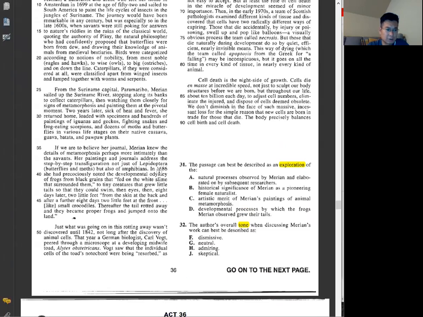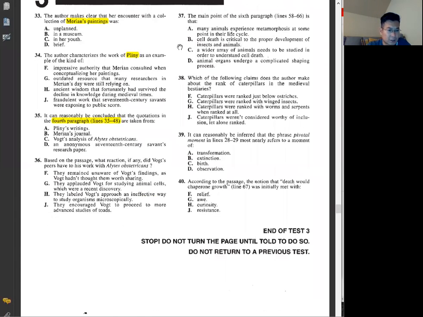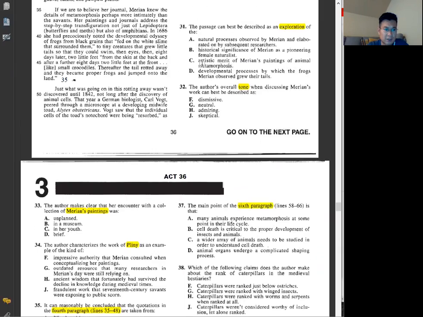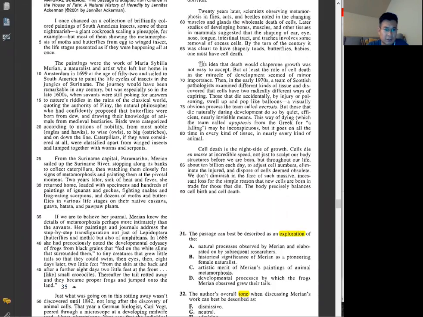So 48 equals 48. So quotation is everywhere, you can see. But then this is just the quotation itself. So line 35, I'll put 35 here. And 36, it says based on the passage, the reaction, if any, of peers who have worked with this. And 37, the main point of the sixth paragraph. So line 66, 37.